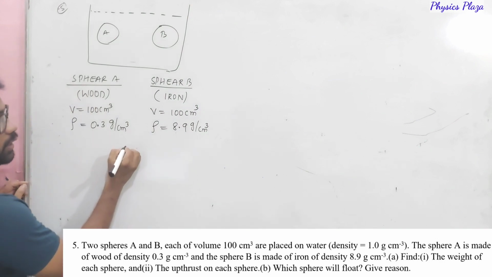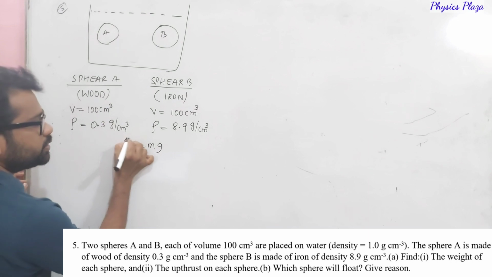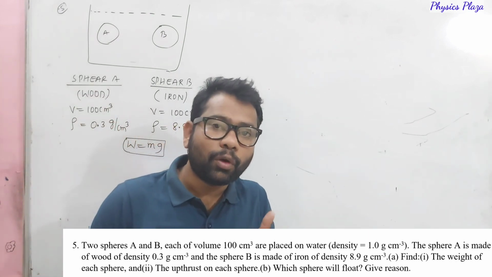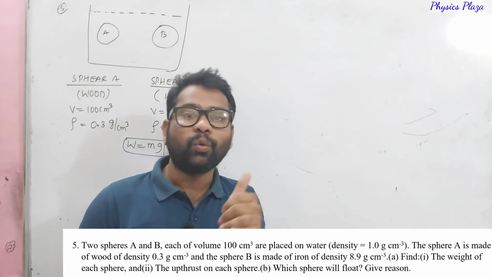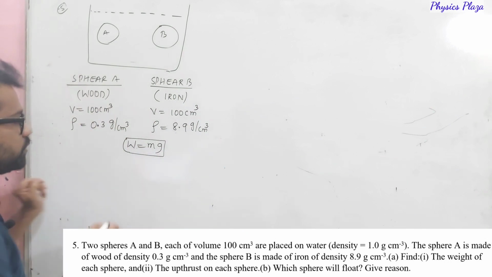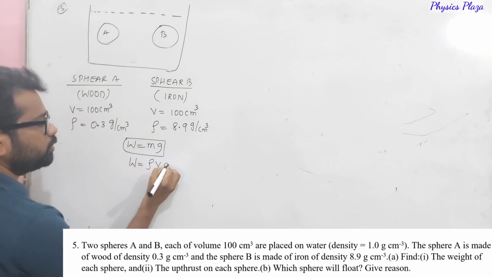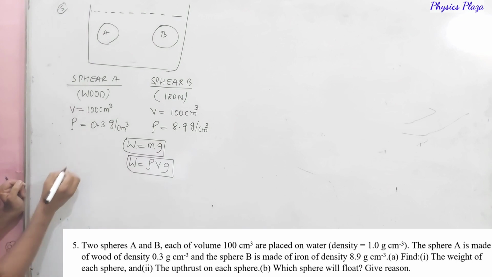Children, we know that W is equal to mg. But we know that density is equal to mass per volume. So mass can be written as what? Density into volume. Because here density is given, volume is given. So here weight can be calculated like this: density into volume into g. So this is a formula which we are going to use now. So let us calculate first its weight here.